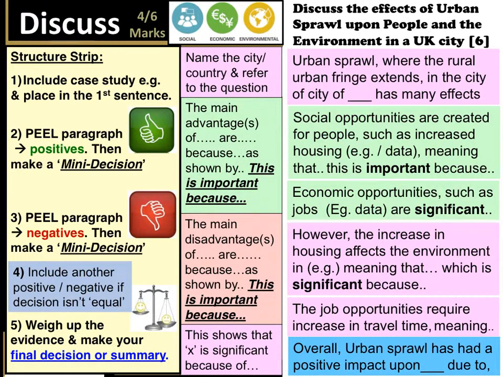Your final sentence is going to be overall, summing up, which is: overall, urban sprawl has had a, and then you're going to say a positive or a negative impact upon your named city. This is because. Develop your idea.